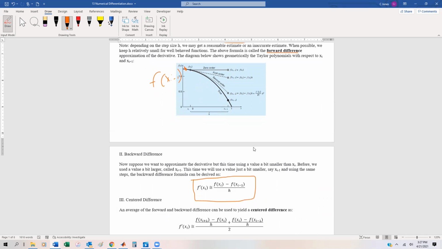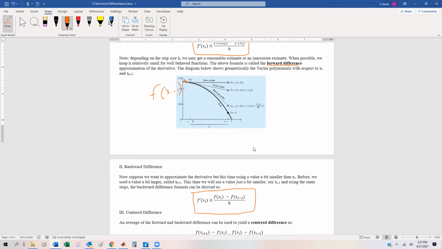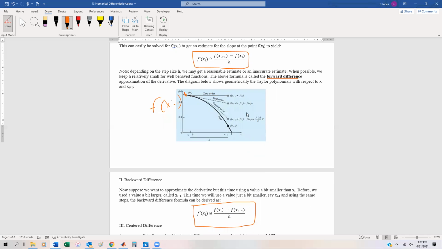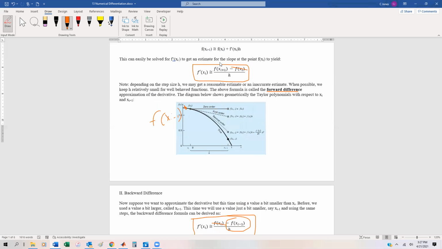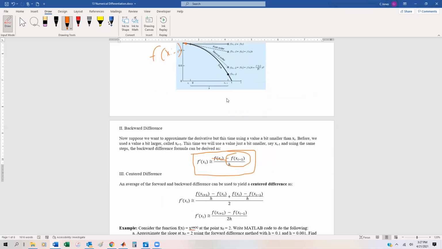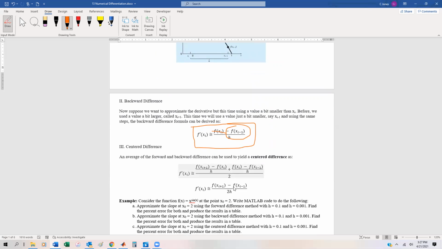A better estimate most times is if you average these two. If I add these together and divide by 2, notice that some terms would cancel out. I would basically get f(x sub i plus 1) minus f(x sub i minus 1), divided by 2h. So this would be our centered difference.